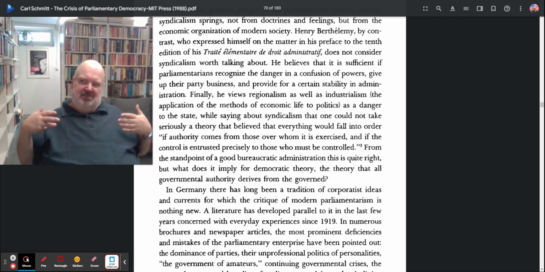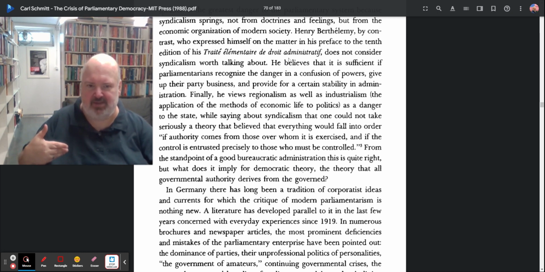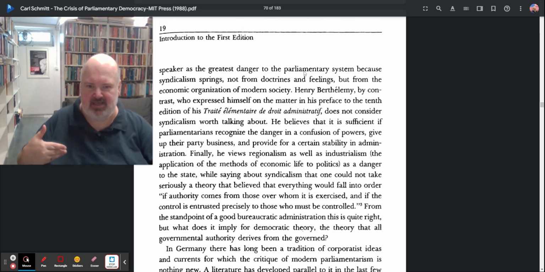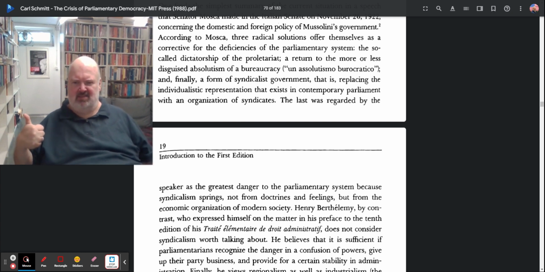Schmitt, in the introduction, suggests that there is a fundamental tension between this administrative law, the idea of droit administratif, right, which again is the middle position in Mosca's thing, because he said dictatorship of the proletariat and absolute bureaucracy, absolutism of bureaucracy, right? A return to more or less disguised absolutism. In other words, a bureaucratic state.